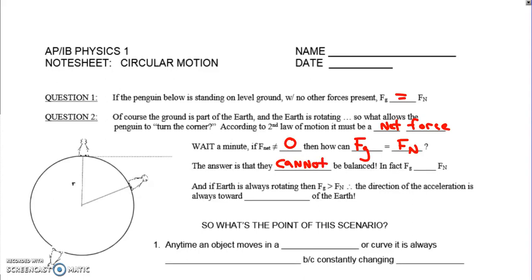As a matter of fact, the force of gravity must be greater than the normal force. We'll talk a bit about that in just a moment. And since the Earth is always rotating, the direction of the acceleration is always directed towards the center of the Earth. Meaning that at any point in time, my acceleration vector is directed towards the center of the Earth. Okay, and we'll speak a bit about that in just a moment.